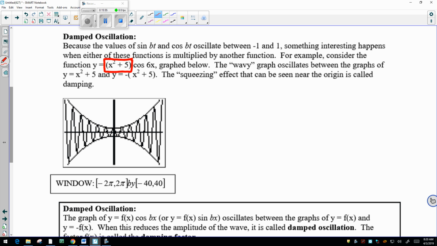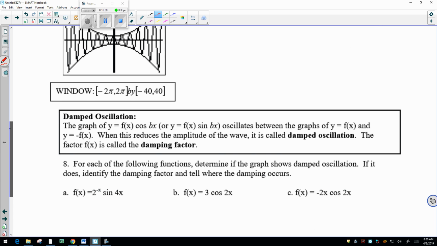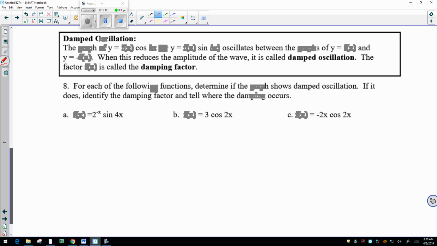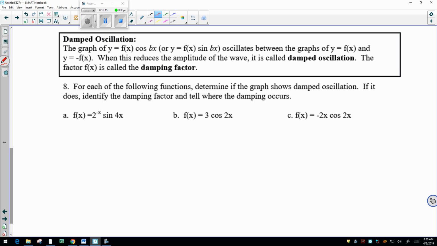It looks like what happens is our wave becomes squished, okay, or squeezed. And we can see at this point it's being squeezed towards the origin. Depending on what factor you have will depend on where that squeezing is happening. Okay, so what we get when we get that squeeze is something called damped oscillation. The factor, what it's being multiplied by, is the damping factor. And then we can see where it's happening, how it's taking place.